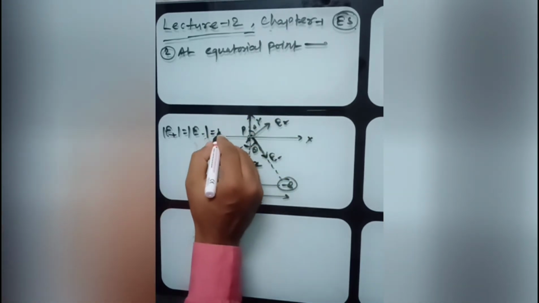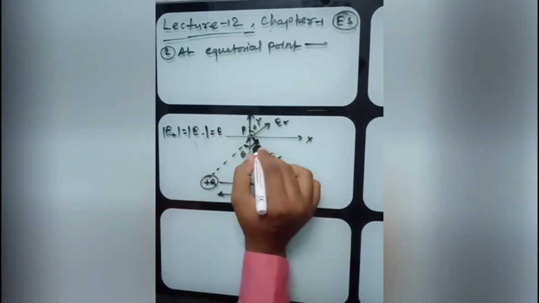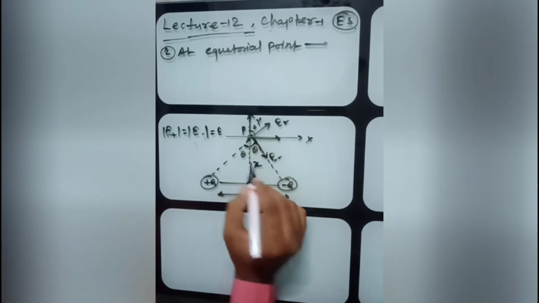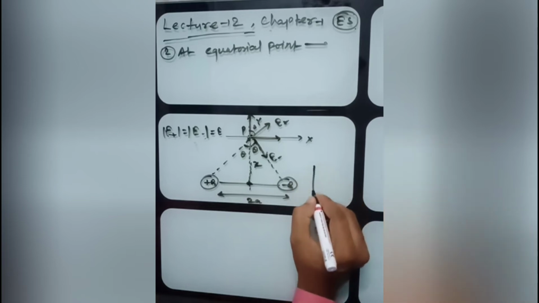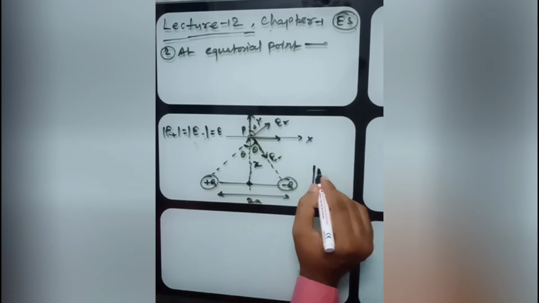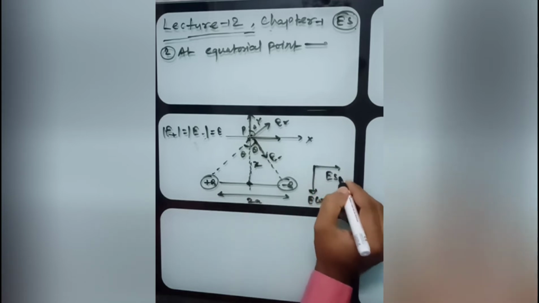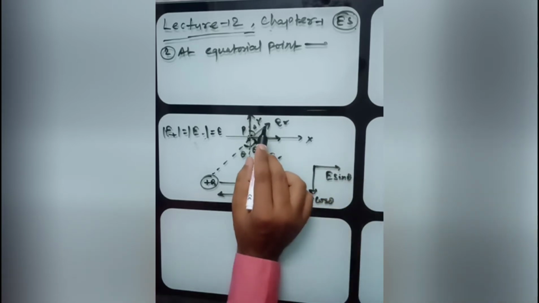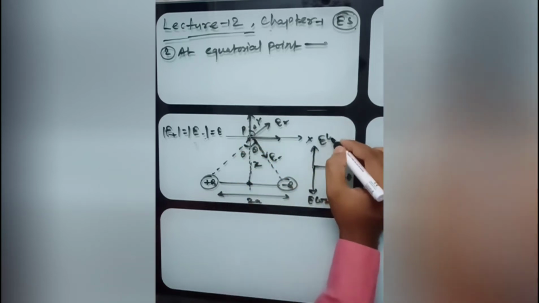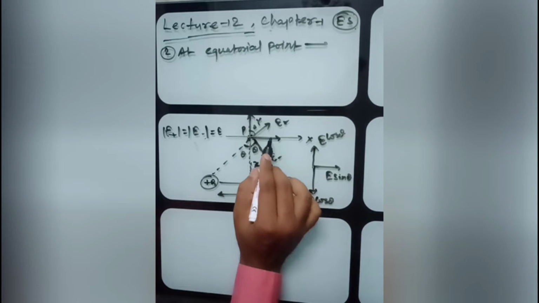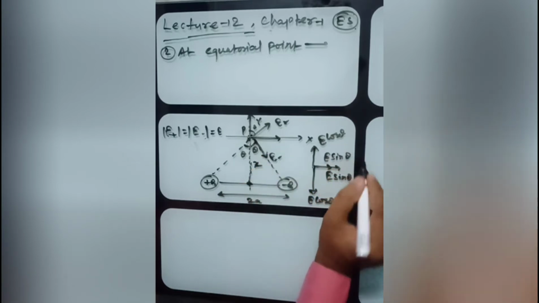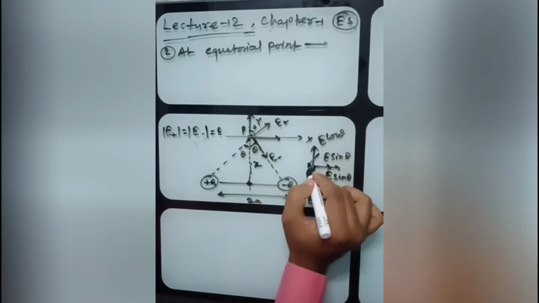Suppose it is E. This E will have two components. We can write E cos theta and E sin theta, and this one having E cos theta, and over here E sin theta. Since both components are the same and the angles are the same, the E cos theta components will cancel out.